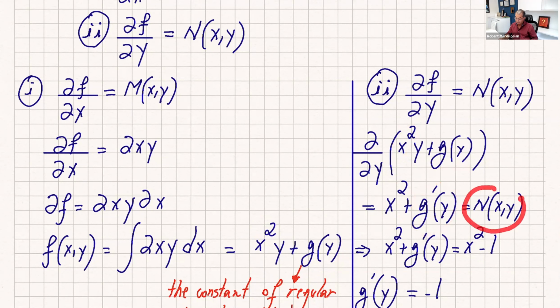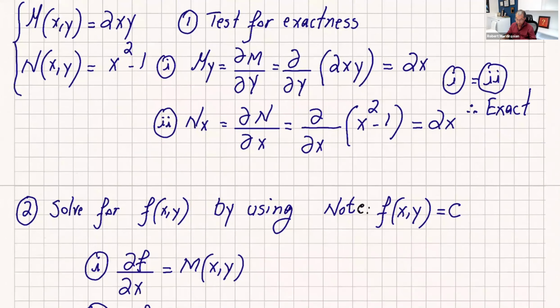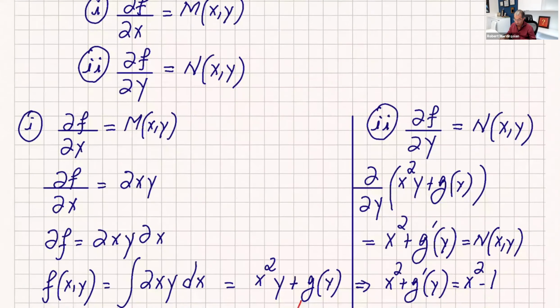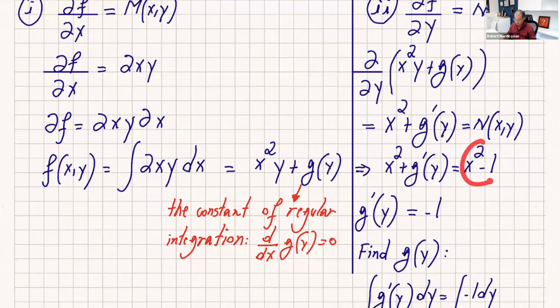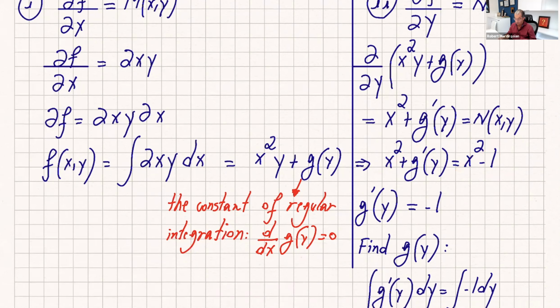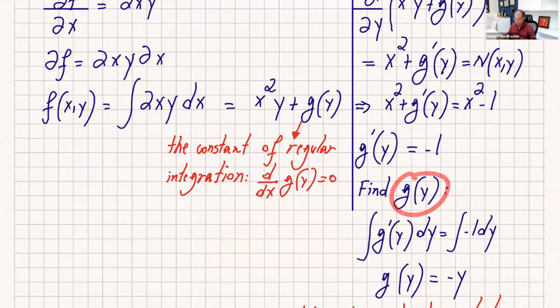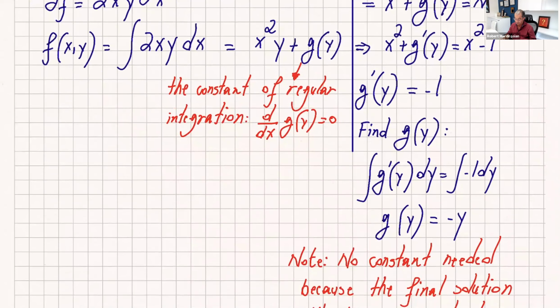And we know that equals N of x, y, and N of x, y, let me show it, we have that here. So we can put that equal to N of x, y, substitute the expression x squared minus 1, because that's N of x, y, and the x squared terms cancel. So you know g prime of y equals -1. But what we want is g of y, and that's pretty straightforward because we can take the integral of both sides and we get g of y equals -y.